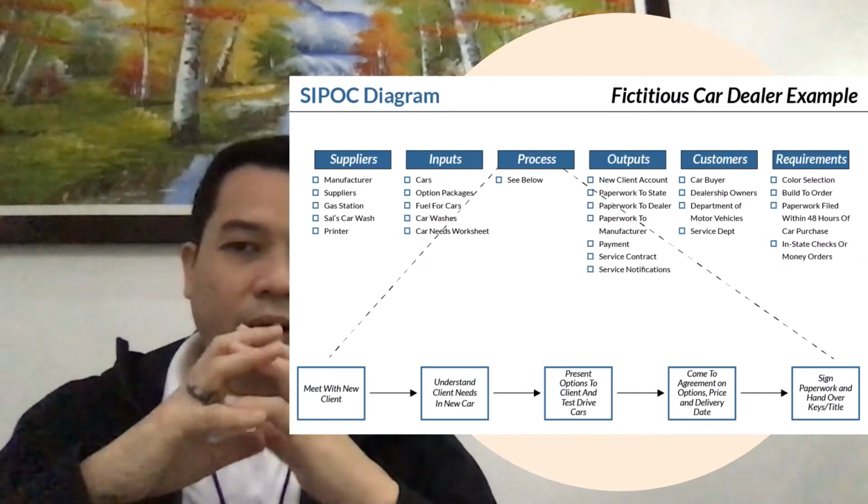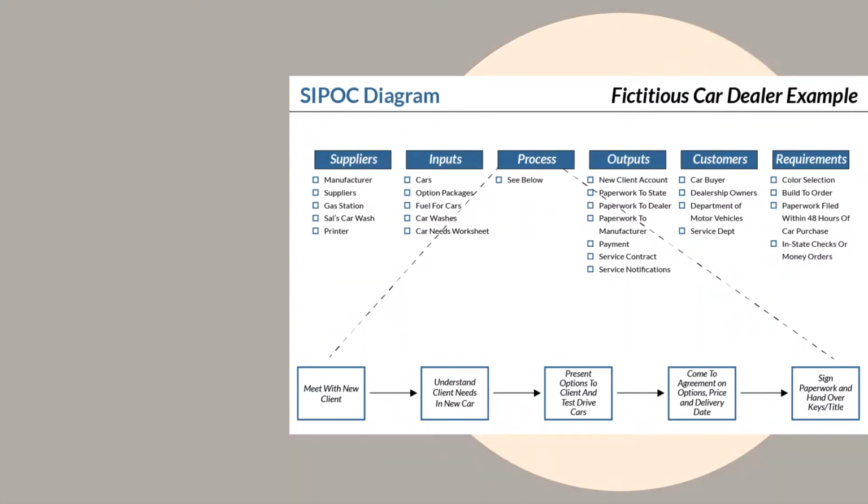So here's an example of a SIPOC diagram, considering a fictitious car manufacturer or dealer. So if you are a car dealer, of course, the first component here will be the suppliers. When you say a car dealer, you need, of course, a manufacturer, suppliers of parts, the gas station, car wash, detailing suppliers, and other stakeholders that are relevant in your dealership.